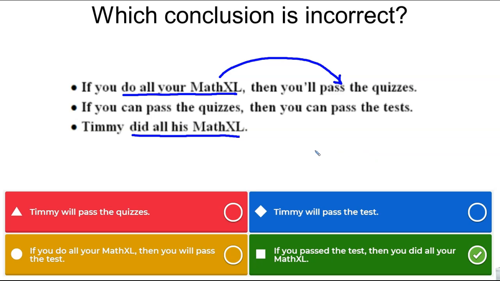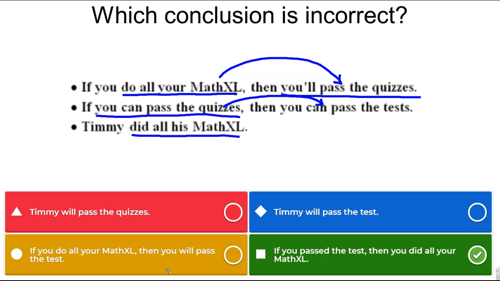Okay, next one in blue, Timmy will pass the test. Yep, that is true. Since I can make this conclusion about Timmy, he passes his quizzes. He also satisfies the hypothesis for will pass the quizzes, so I can say he will also pass the test.